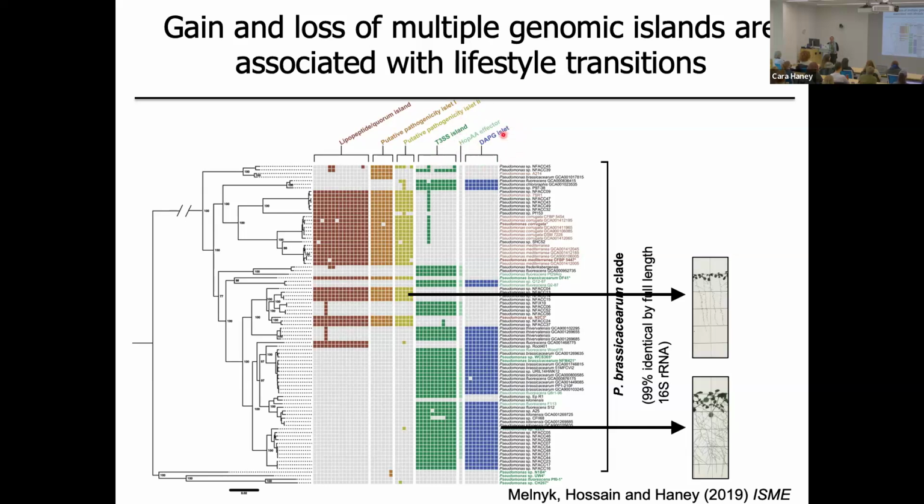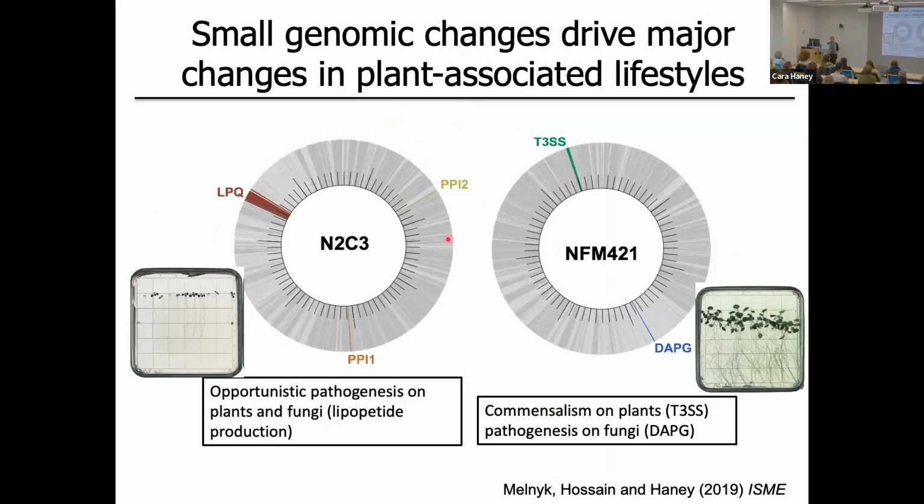So DAPG is sort of a classic biocontrol locus in Pseudomonas. And that seems to nearly perfectly anti-correlate with our stringopeptide island. And so it looks like within this very closely related group of Pseudomonas, we have 2 solutions for plant and actually fungal association. I didn't talk about those data today. So the lipopeptide island also has antifungal activity. And so one solution is the lipopeptide island, and then these 2 islands of unknown function, that results in virulence on plants and killing fungi. And then the other solution is this DAPG and type 3 secretion that is associated with commensalism.